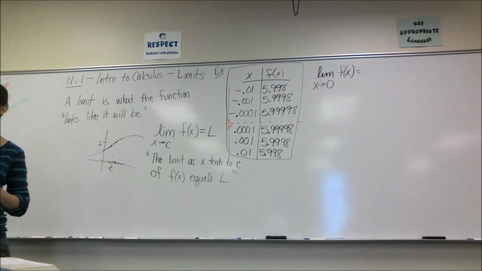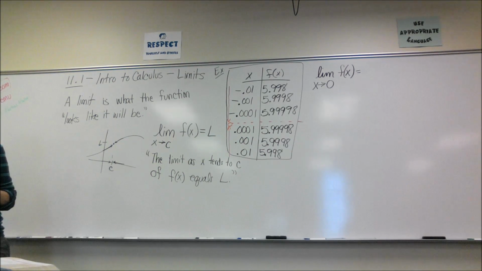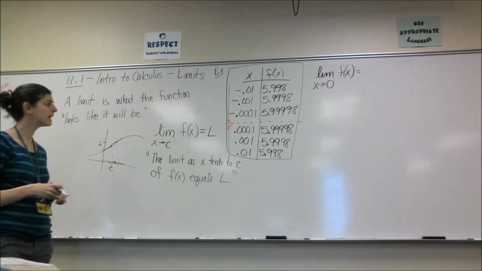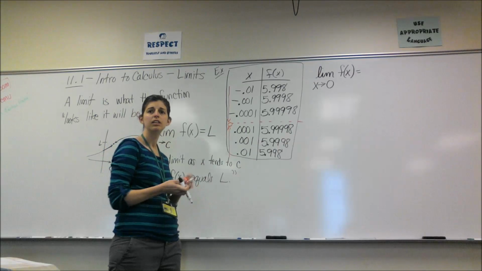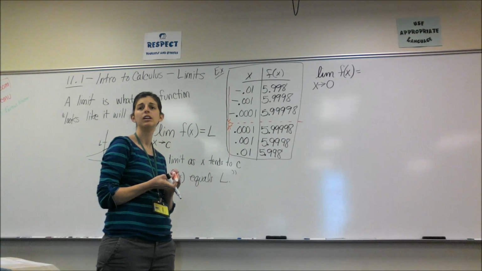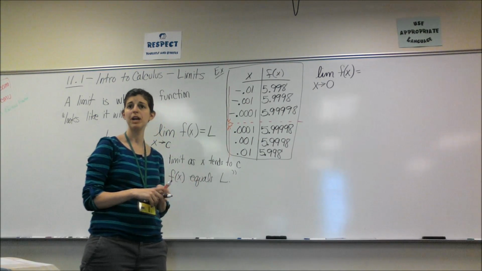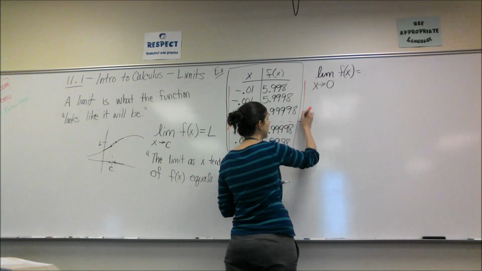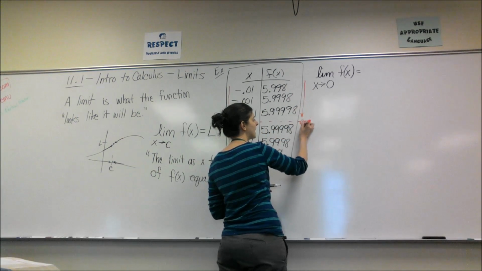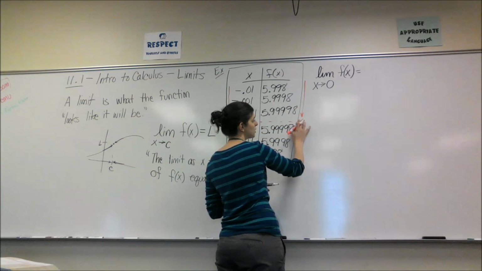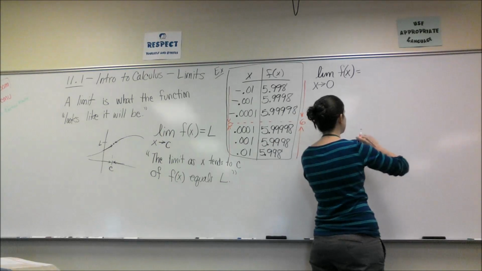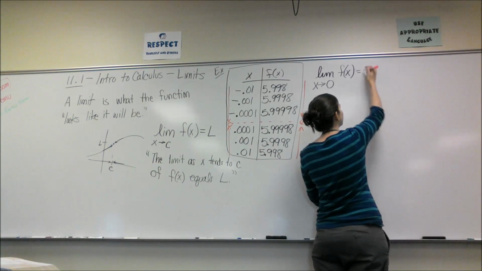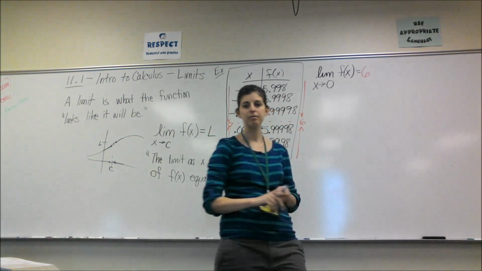Would anyone like to give me the answer to this limit? Yeah. 6. How'd you get that? As it approaches 0 from both sides, the y value seems to be heading towards 6, doesn't it? As the x value approaches 0 from both directions. I agree. So the y value is heading to 6 from both sides. So my limit value is 6.